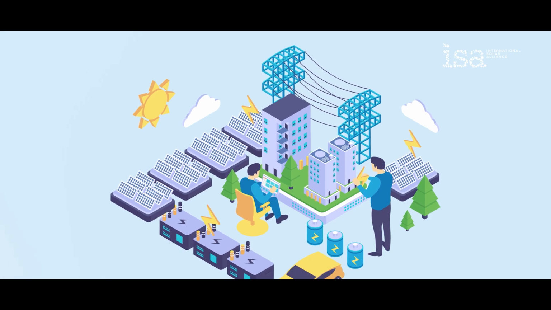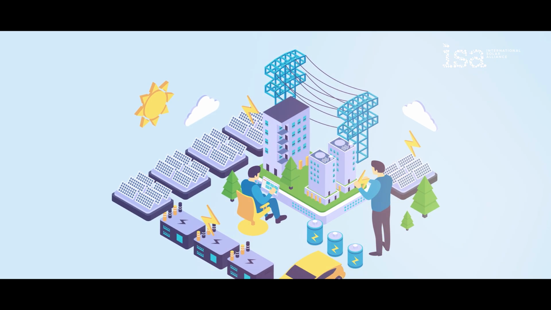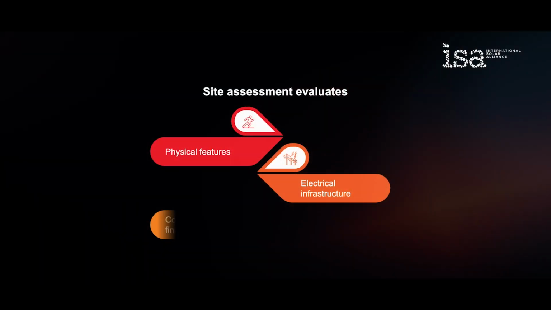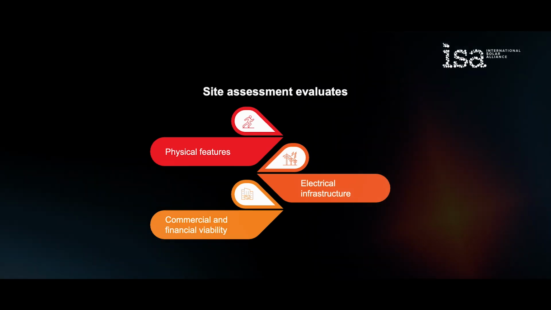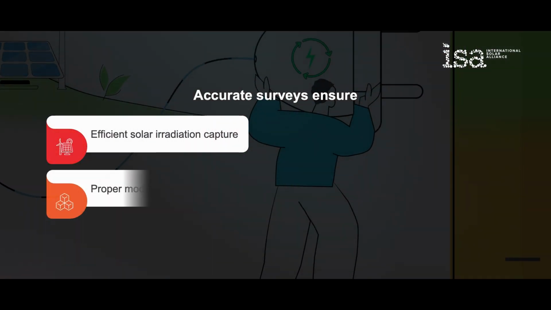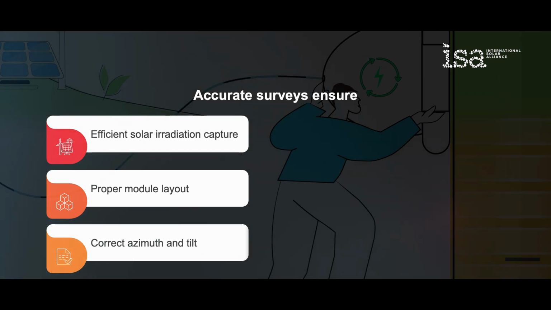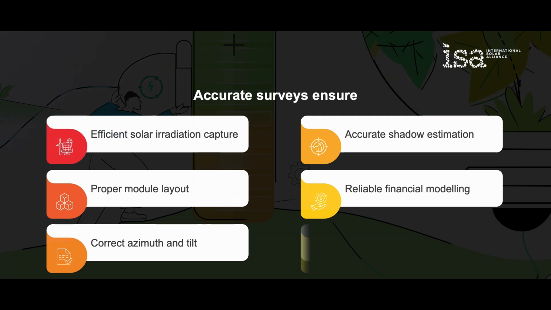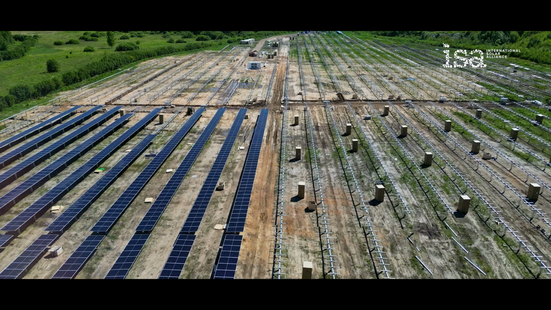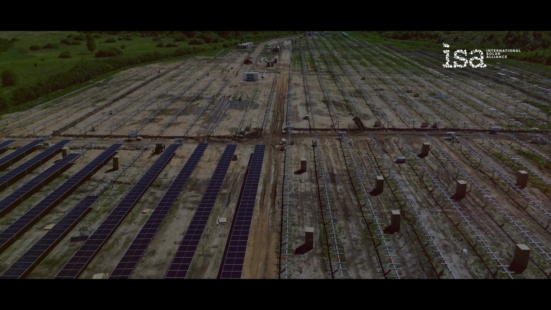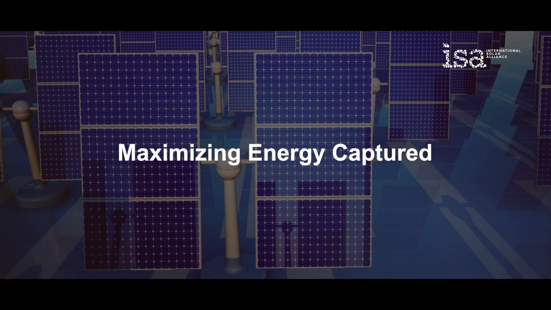A solar PV plant's economic success depends heavily on how well the site is evaluated. Site assessment evaluates physical features, electrical infrastructure, commercial and financial viability. Accurate surveys ensure efficient solar irradiation capture, proper module layout, correct azimuth and tilt, accurate shadow estimation, reliable financial modeling, compliance with safety and standards. A thorough assessment allows installers to identify optimal locations for solar panels, maximizing energy captured and improving system performance.